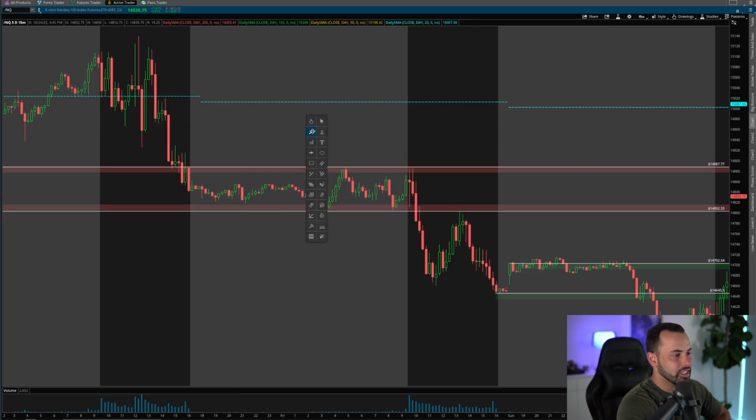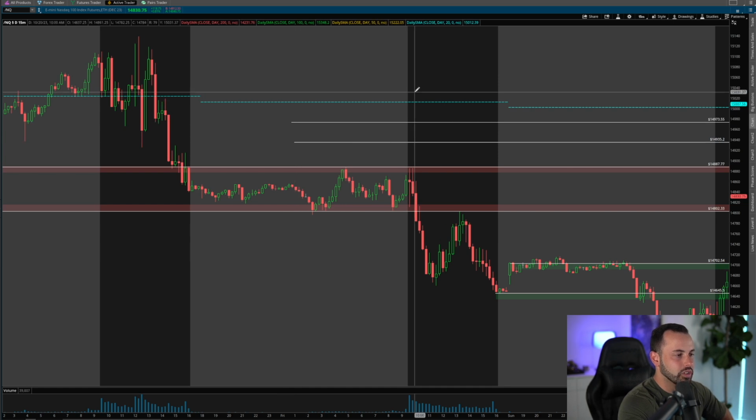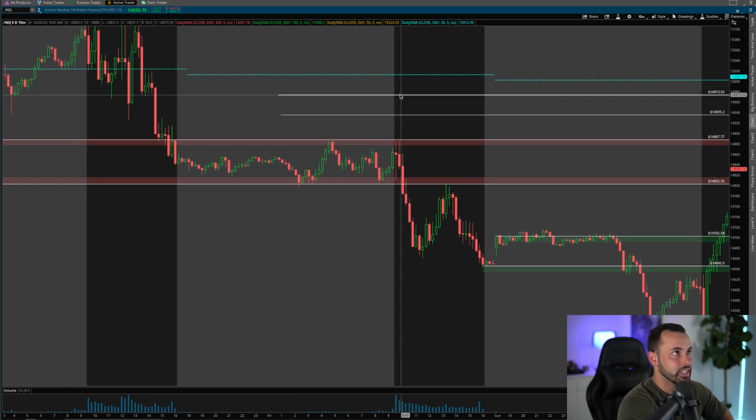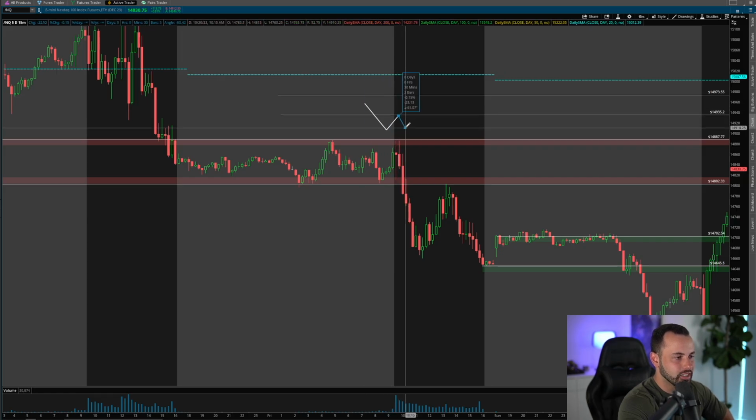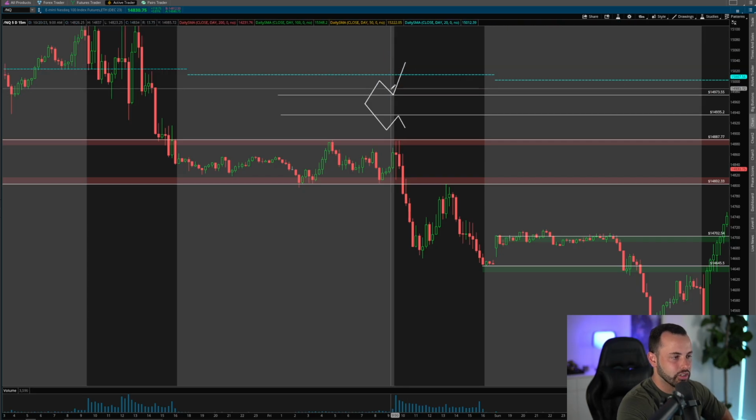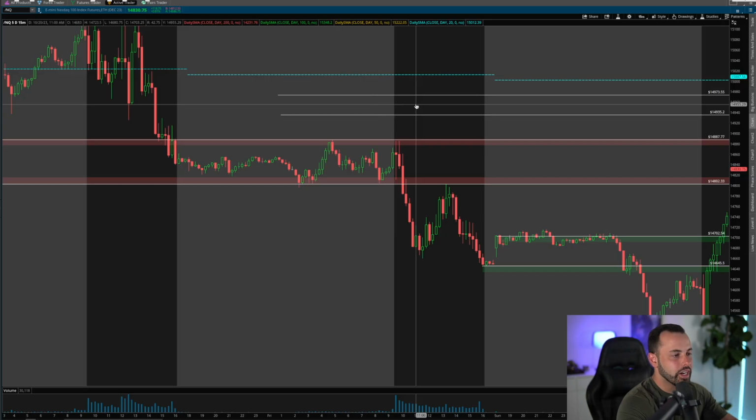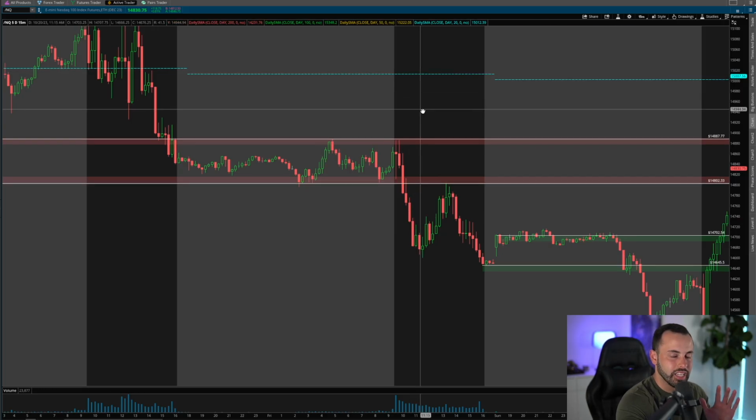So if I could illustrate that on our screen, if we have a high here and a low here, let's say that these white lines, this is a high, this is a low, I am looking for a break and retest of that low, or a break and retest of that high for a long or a short opportunity, right? So that is where I am most confident in the break and retest.